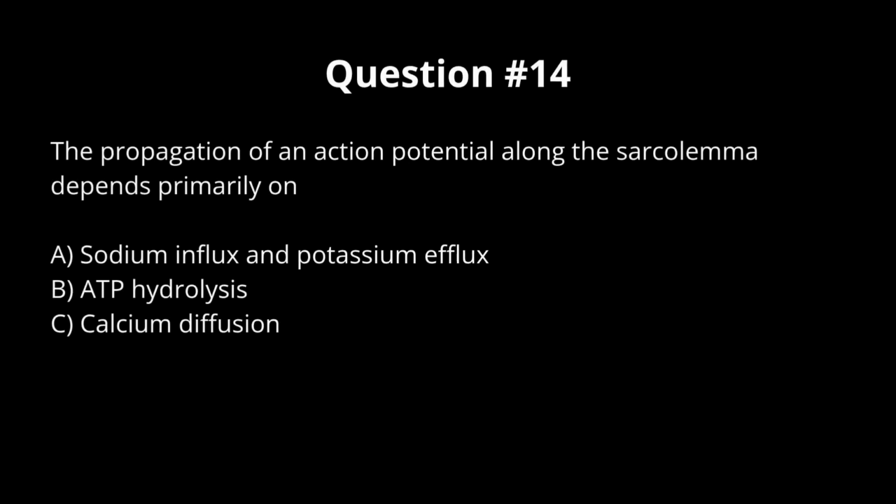Question number 14. The propagation of an action potential along the sarcolemma depends primarily on A. Sodium influx and potassium efflux, B. ATP hydrolysis, C. Calcium diffusion. The correct answer is A. The propagation of an action potential along the sarcolemma depends primarily on sodium influx and potassium efflux. A depolarization wave occurs as sodium enters the fiber and potassium exits, allowing the impulse to travel along the sarcolemma.